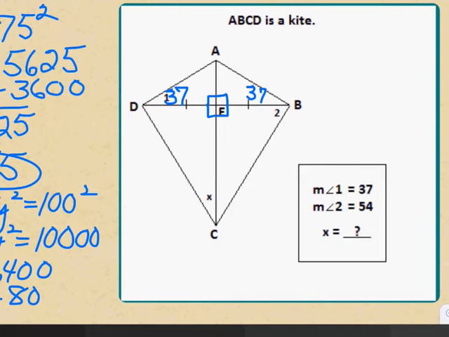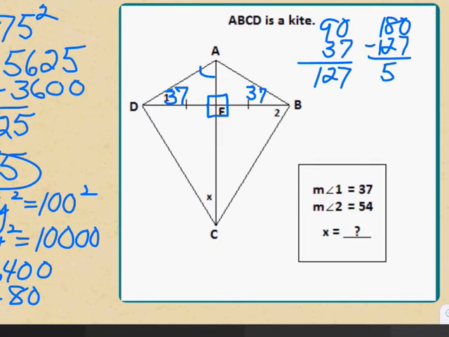So if we want to find an angle up here, such as angle DAE, we could simply say 90 plus 37 is equal to 127. Subtracted from 180 equals 53. So that's this angle, for angle DAE, and it's also this angle for angle BAE.